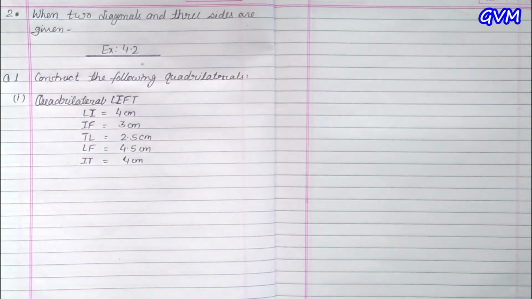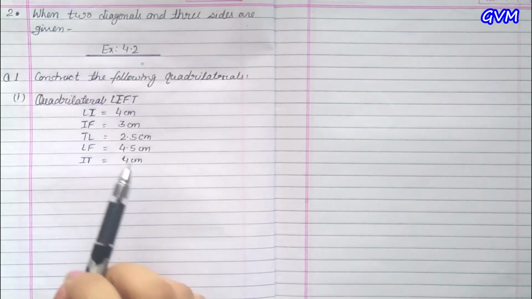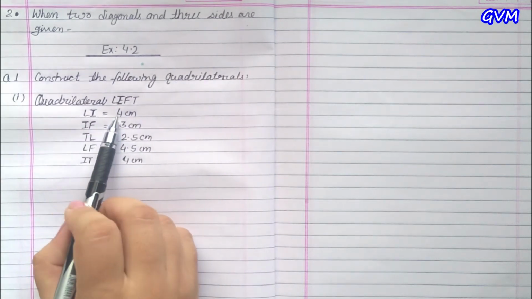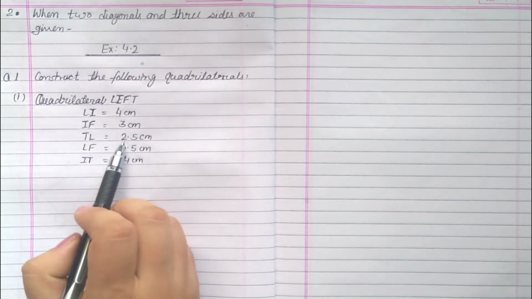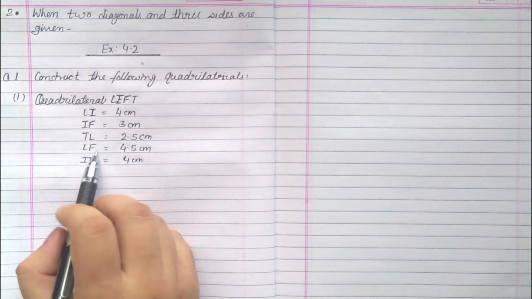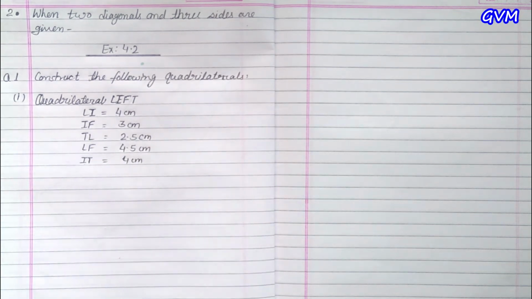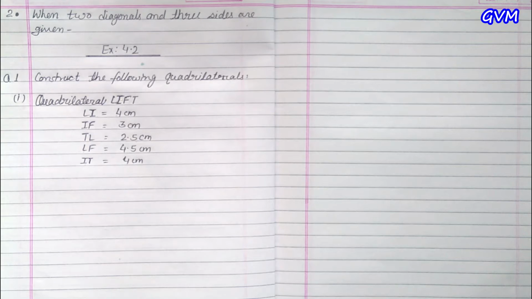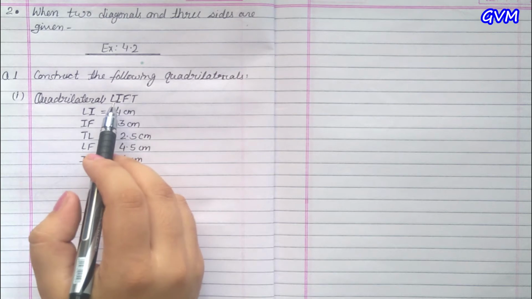So quadrilateral LIFT is given, and we need to construct it where LI is equal to 4 centimeter, IF is equal to 3 centimeter, TL is 2.5 centimeter, LF is 4.5 centimeter and IT is 4 centimeter. As we were doing before, let's construct the rough diagram first to get an understanding of these measurements.